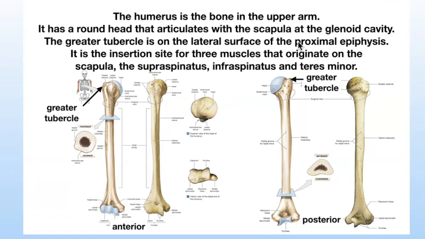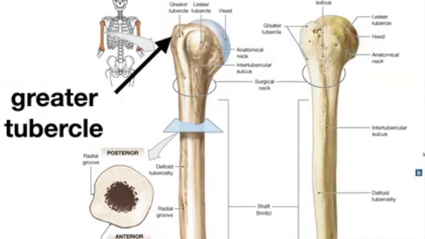Okay, so now some bone markings past the round head. So there is the greater tubercle on the lateral surface of the proximal epiphysis of the humerus. It's the insertion site for three muscles that originate on the scapula. The three muscles are the supraspinatus, the infraspinatus, and the teres minor. We'll learn them during muscles. And there it is for now.